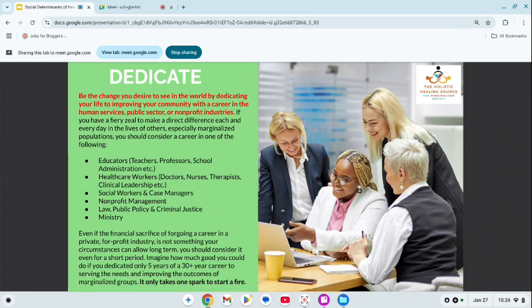especially marginalized populations, you should consider a career in one of the following: educators, so teachers, professors, school administration, etc. Healthcare workers, doctors, nurses, therapists, clinical leadership, etc. Social workers and case managers, nonprofit management, law, public policy, and criminal justice, ministry. Even if the financial sacrifice of foregoing a career in a private for-profit industry is not something your circumstances can allow long term, you should still consider it even for a short time period.